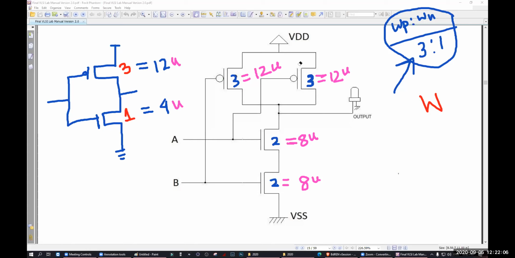This is 3, that means 12. This is 3, this is 12. This is 2, this is 8. This is 2, this is 8. Okay, understood? Okay, now we will go for the coding. Once it is done, we will go for the coding.